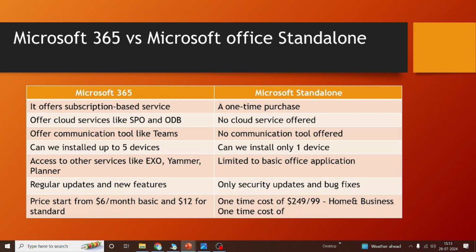That means if you have 2 or 3 members, or if you're a person like me who carries more than 2 or 3 devices to use for your work, then you have to purchase 2 to 3 licenses. And if you continue with the table, it also offers you other services like Exchange, Yammer, Planner, and obviously the standalone plan is just limited to the basic Office applications, which are Word, Excel, PowerPoint, things like that. Sorry, not OneNote. OneNote is again a part of Microsoft 365.